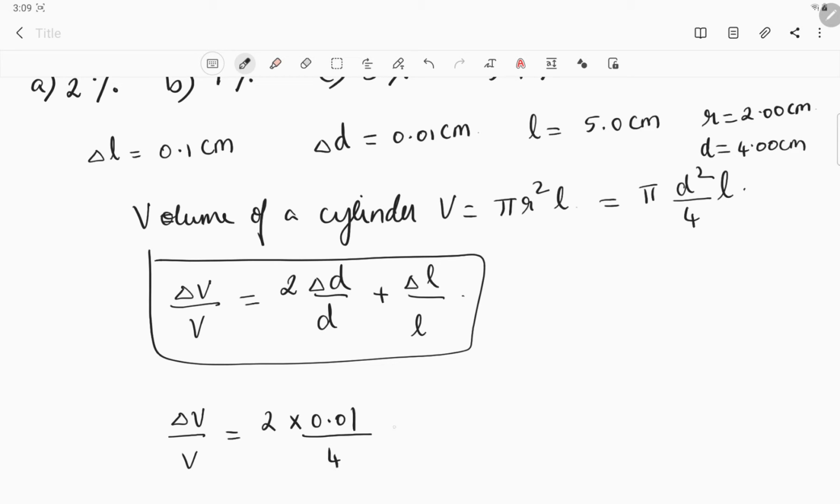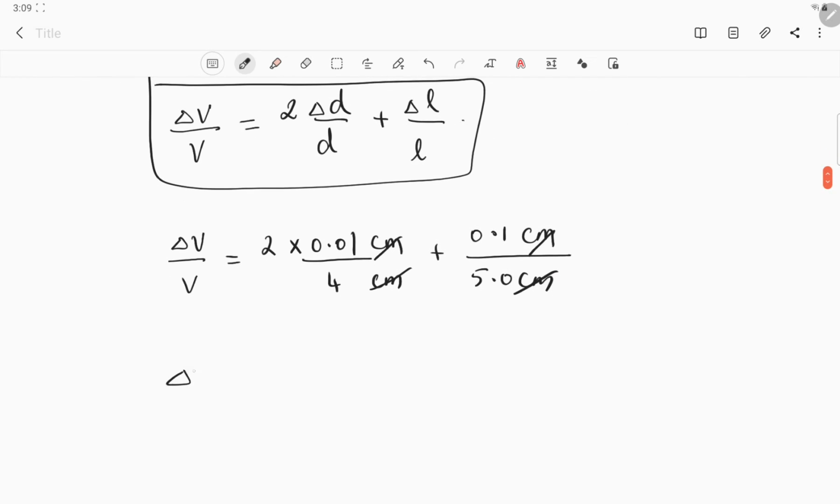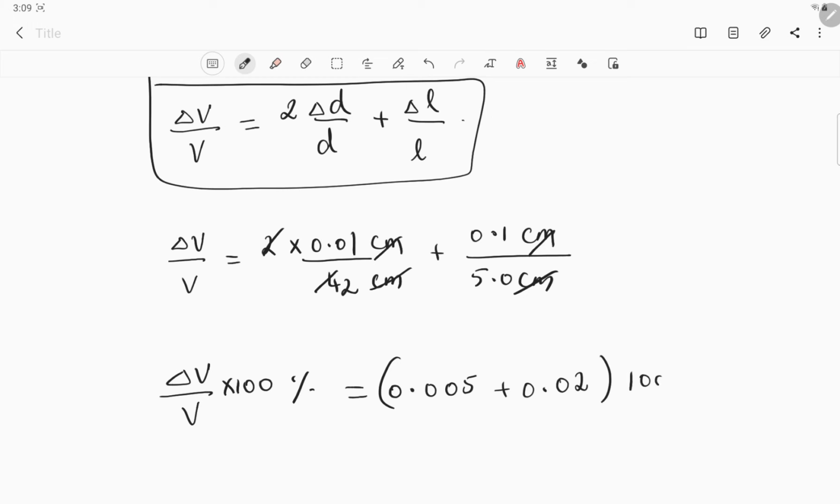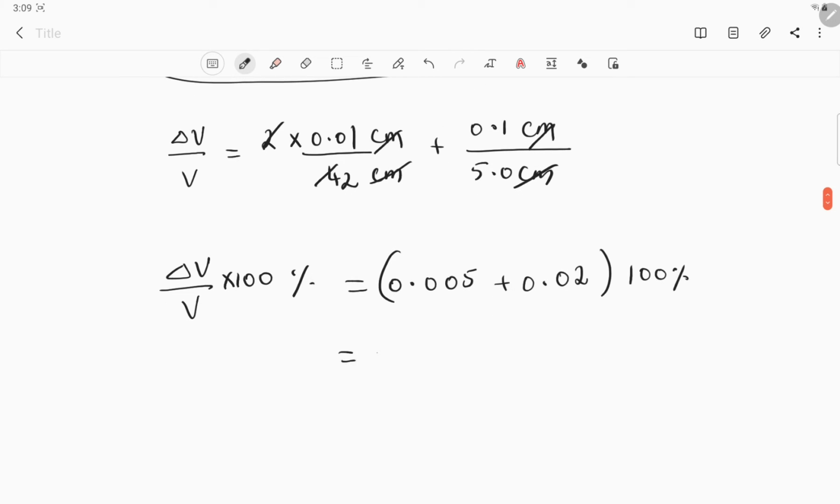Since both are in centimeter, the units get cancelled, plus delta L by L. Delta L is 0.1 centimeter divided by 5 centimeter, the length, so again the units cancel. So delta V by V into 100, since we need the percentage error, is equal to 2 times 0.01 by 4, which is 0.005, plus 0.02, into 100%. So you will get 0.025 into 100, which is nothing but 2.5%.